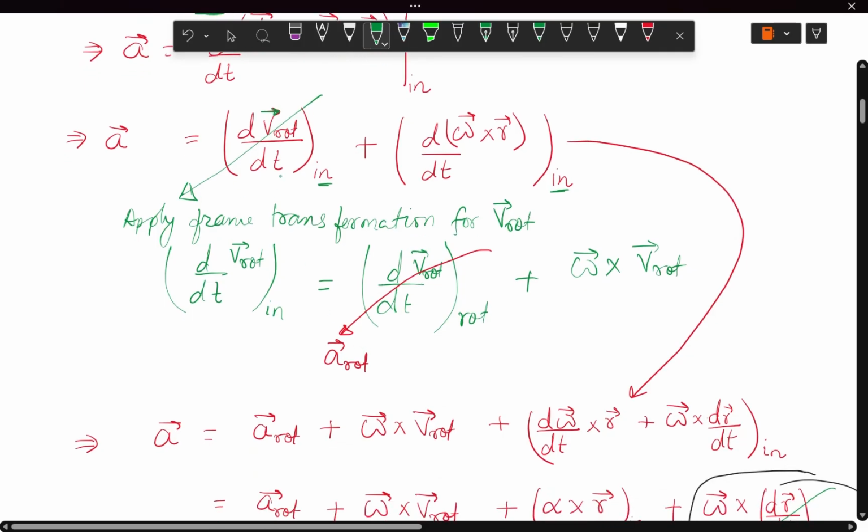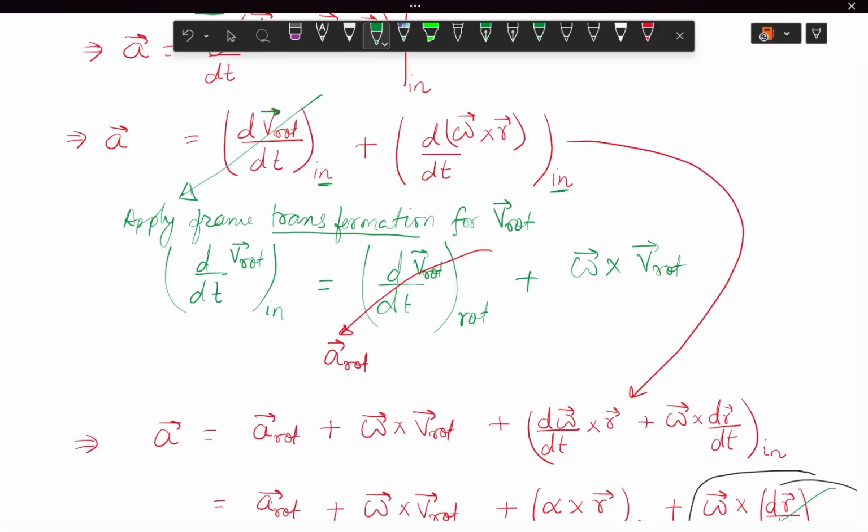Okay. Now I am going to apply the frame transformation here for V_rot. As we have seen, for any vector, we can write d by dt of any vector with respect to the inertial frame is equal to d by dt of that vector with respect to the rotating frame plus omega cross that vector, right?